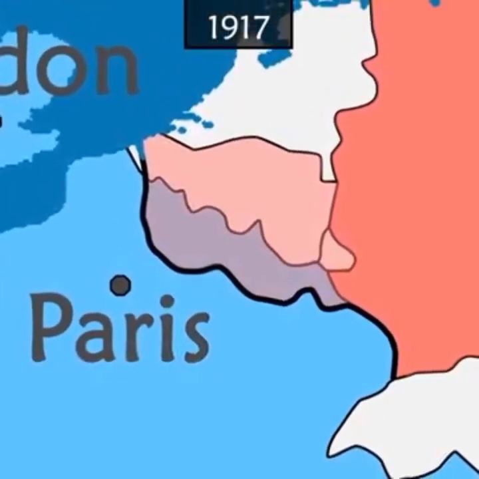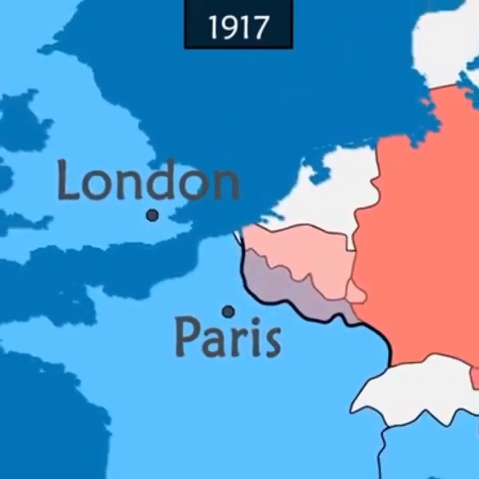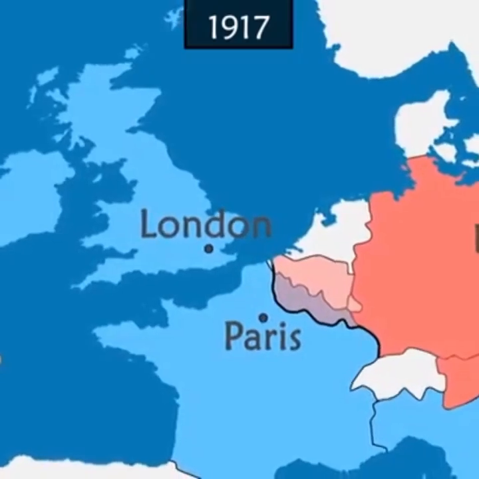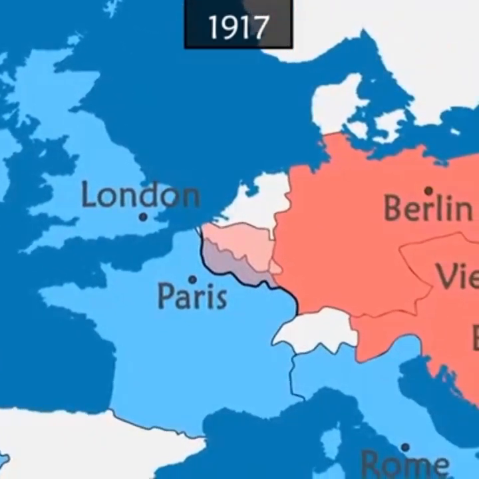Germany also tires of the stalemate. The country is now focused on war on the economic front and sends its submarines to the Atlantic to sink all kinds of ships, even commercial ones, heading to the United Kingdom.